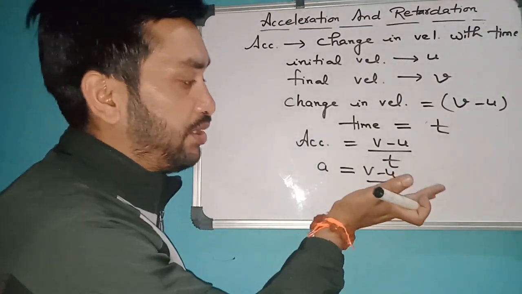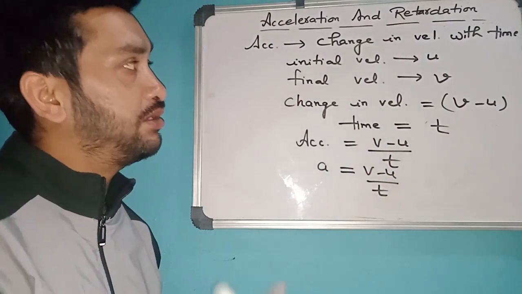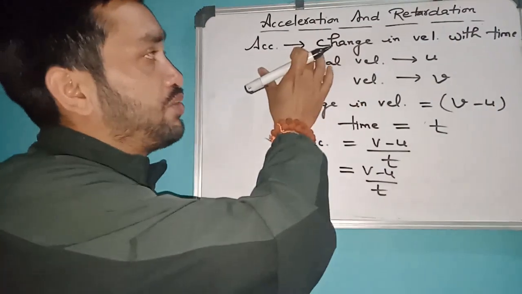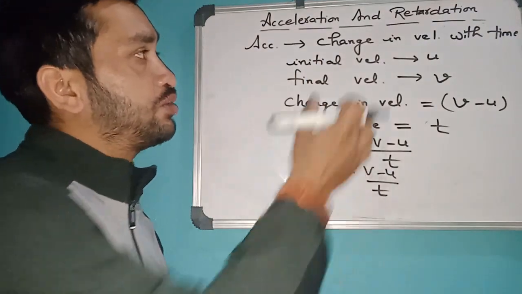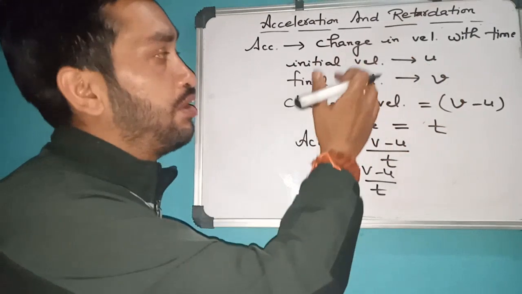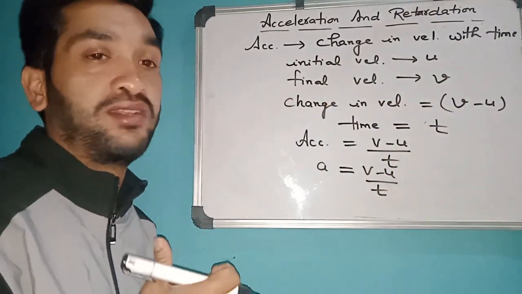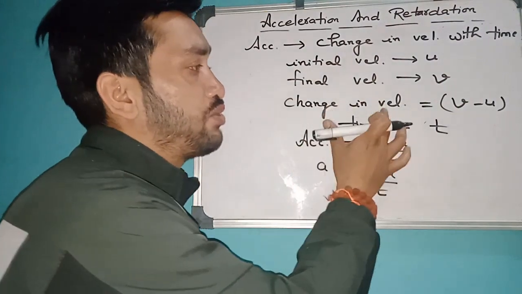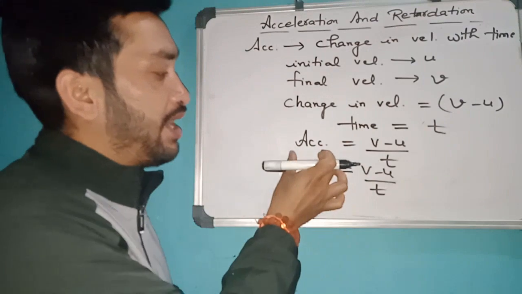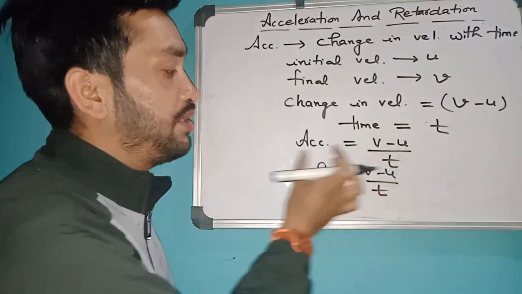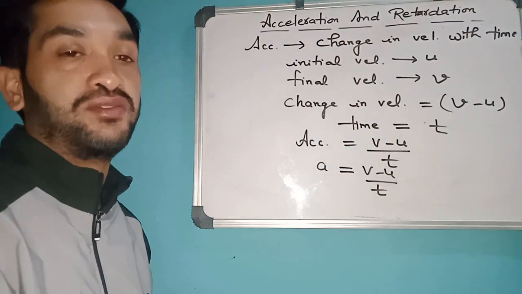I hope up till here you won't have any confusion. Before I rub it, let us see what we did. First we wrote the theoretical definition of acceleration, change in velocity with time. So we took initial velocity as u, final velocity as v. Now we took the change in velocity, assuming that final velocity is greater. So change in velocity equals v minus u, time is taken as t. Then acceleration equals change in velocity upon time. Instead of acceleration, we have written a. We have denoted acceleration with a.